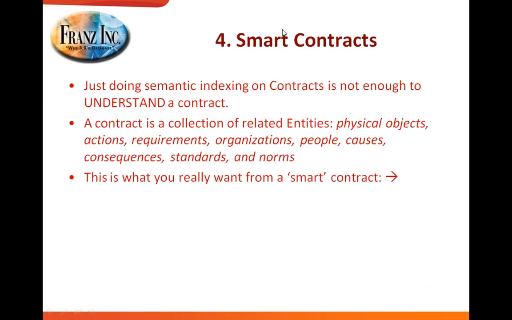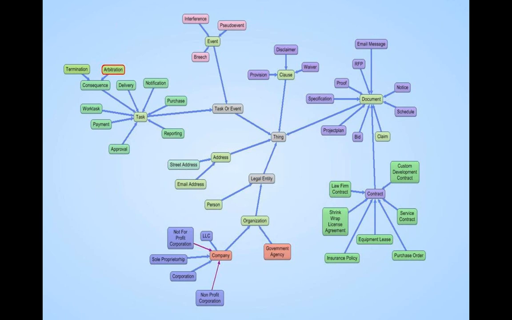Then here's what we're working on right now: smart contracts. Just doing semantic indexing on contracts is not enough to understand a contract. So what we have to do is create real ontologies out of contracts, where an ontology is a collection of, say, physical objects, actions, requirements, organizations, people, costs, etc. Ultimately, what you want from a contract and all the information linked around it is to turn it into this ontology.